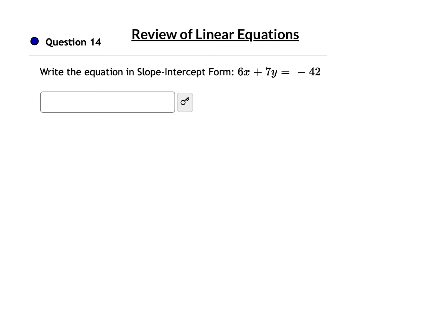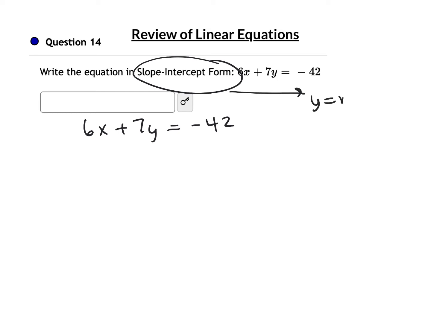Question 14. Write the equation in slope-intercept form. This is a quick one. It's only 2 steps. We'll write down the question here. 6x plus 7y equals negative 42. Slope-intercept form is y equals mx plus b. We're going to get y by itself. First thing we do is move the 6x to the other side. This is a positive 6x, so we'll minus 6x. We're going to put that right in front. That gets us 7y equals negative 6x minus 42.